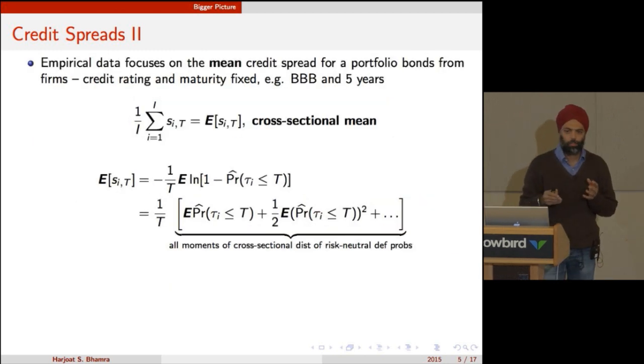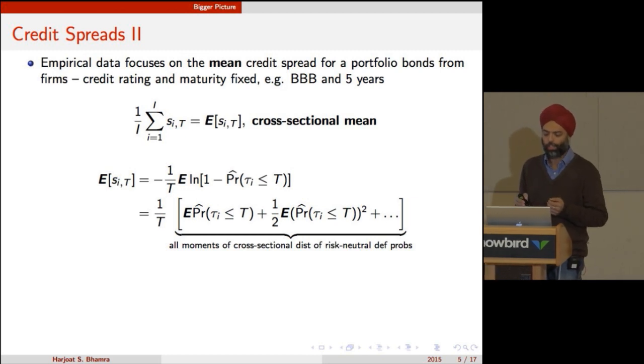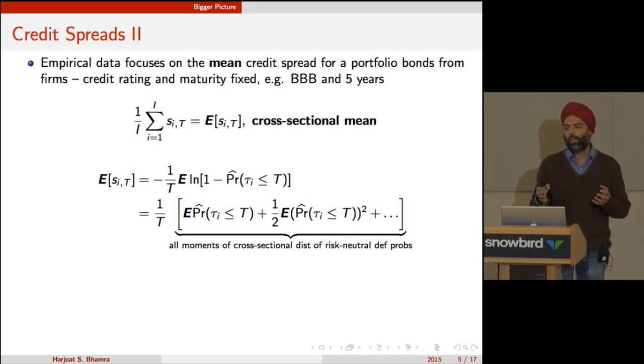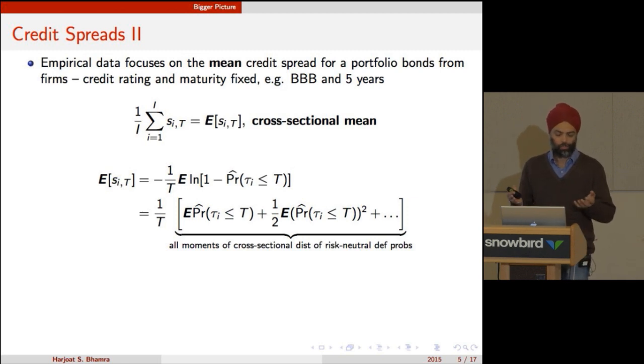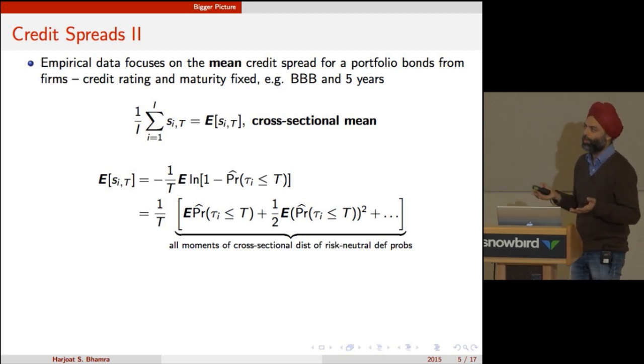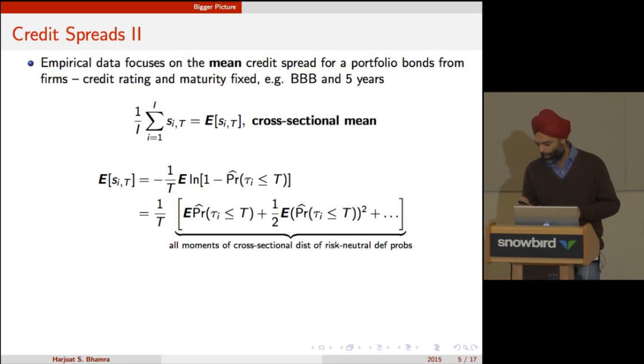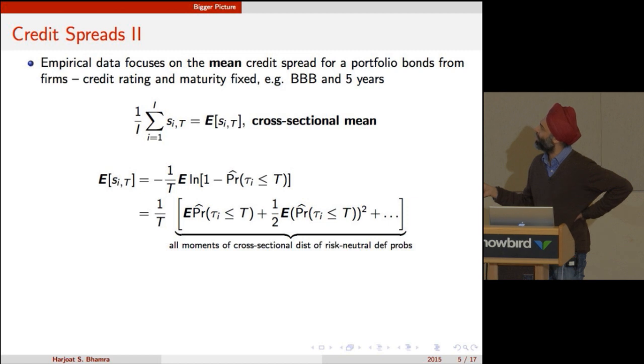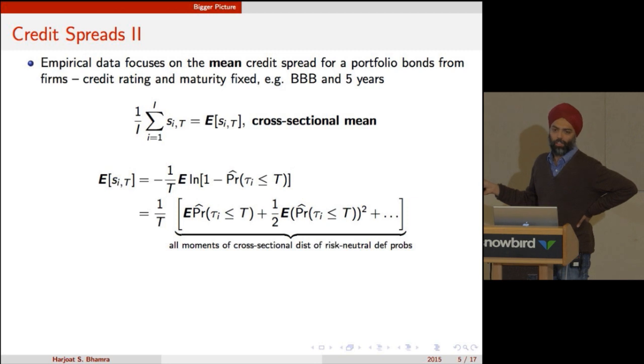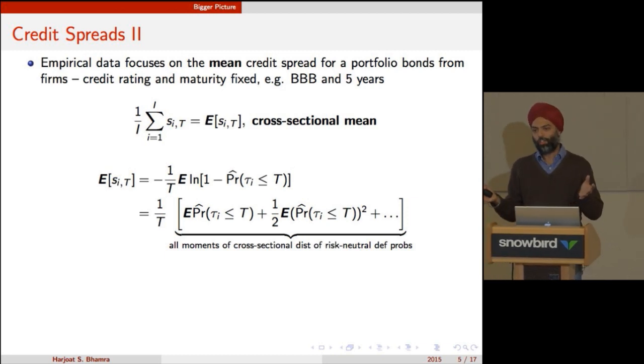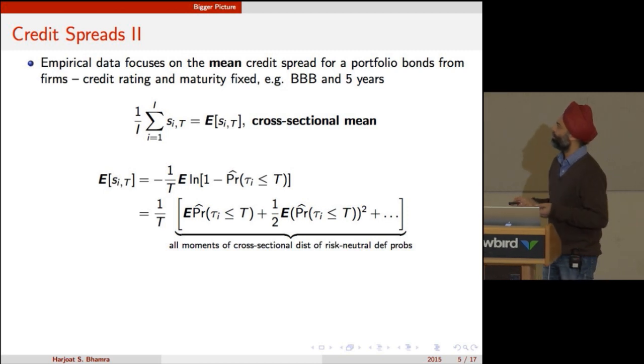One important point, both in Peter's paper and in the prior literature, is that the empirical data focuses on a mean credit spread, basically from a portfolio of bonds taken from firms where the credit rating and the maturity are fixed, for example, triple B and 5 years. So I want to be very careful about this. Here I'm writing down an average credit spread over the bonds in a particular portfolio. I'm going to call this a cross-sectional mean, which is fairly standard in the literature. And just so you don't see these summations everywhere, this bold E denotes the cross-sectional mean. So if you just had 2 bonds in a portfolio, it would just be an average of the spreads.